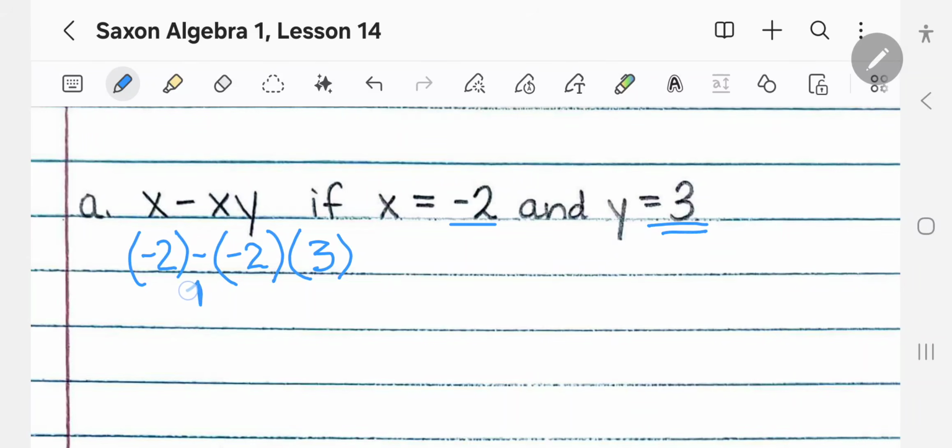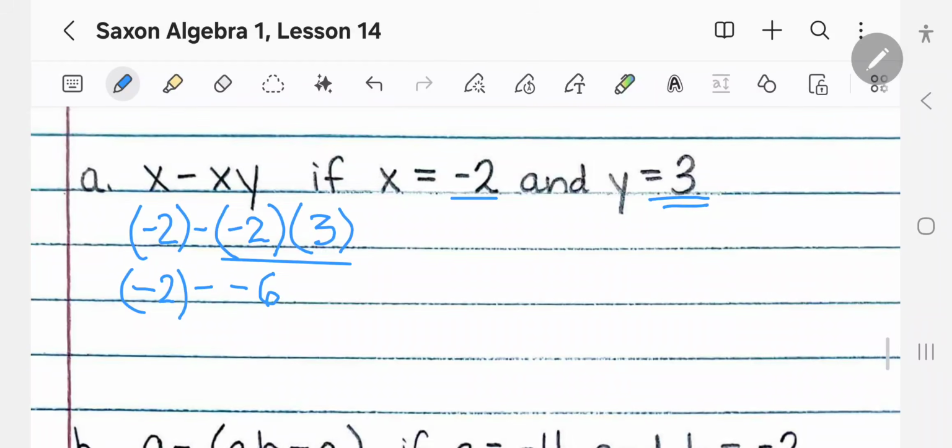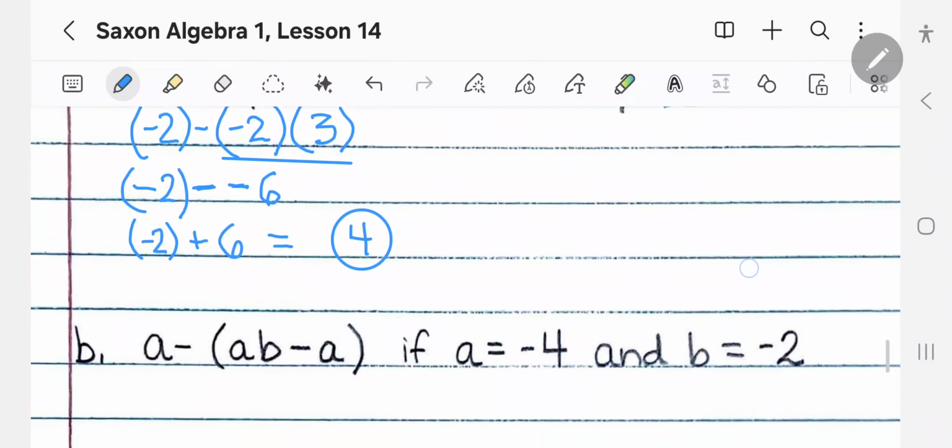And we can see that there's a subtraction here, but this is a multiplication. So we need to do this multiplication and copy everything else down. -2 times 3. 2 times 3 is 6, and one negative is going to make it negative. Then I can say this is the same as -2 plus the opposite of -6, which is +6. And then I subtract those since they have different signs, and I get 4. And I keep the sign of the one with the largest absolute value, and that's positive.